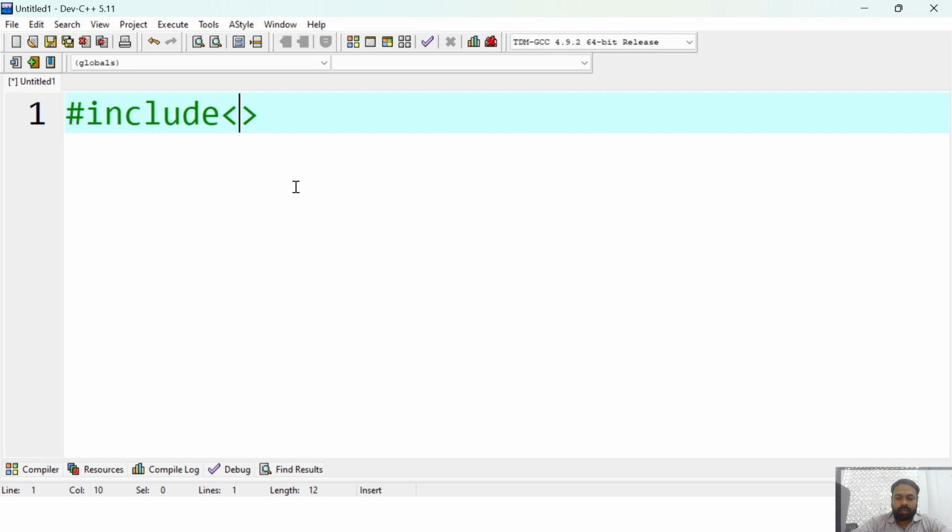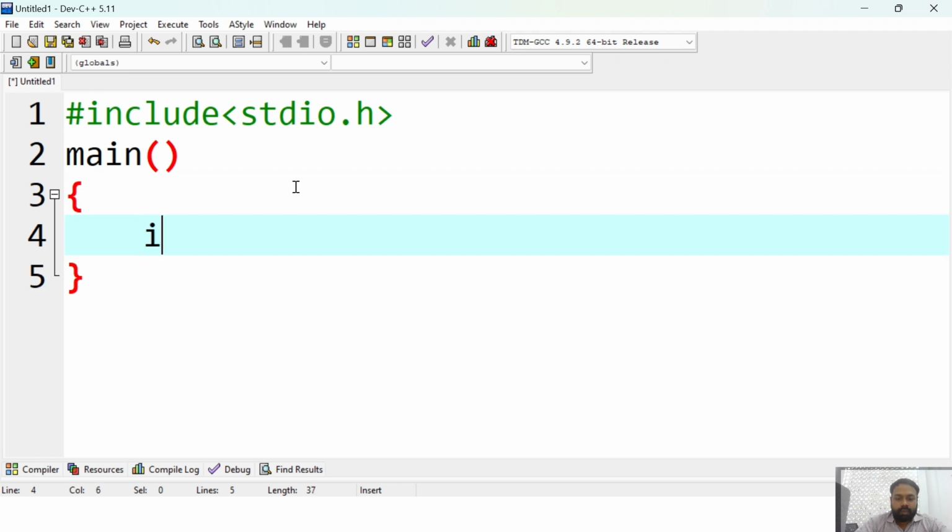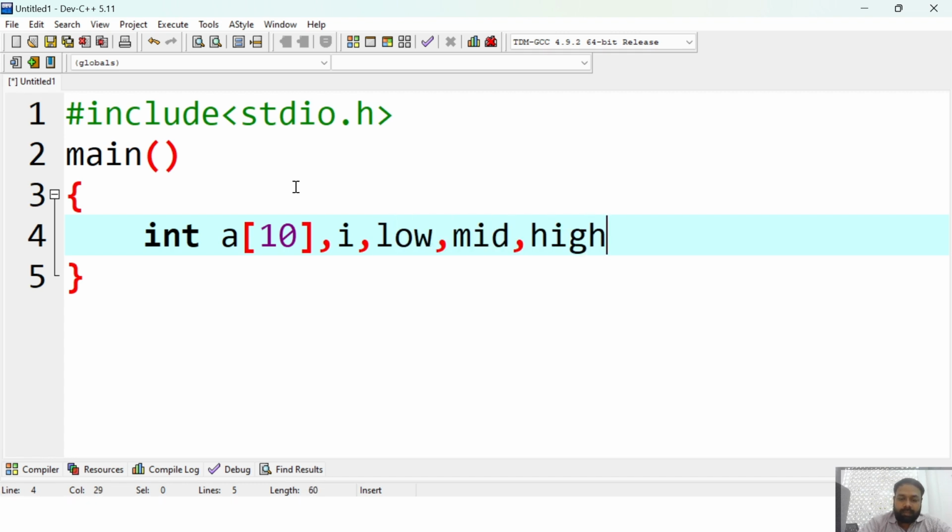#include <stdio.h>, then main. So here let me take one array with size 10. It means the array has indexes 0, 1, 2, 3, 4, 5, 6, 7, 8, 9. Okay, i is needed, and low, mid, high are the variables I am using. After that I am also taking n.